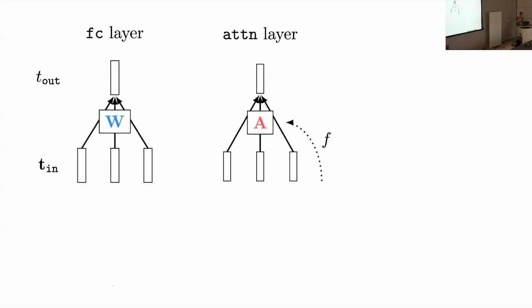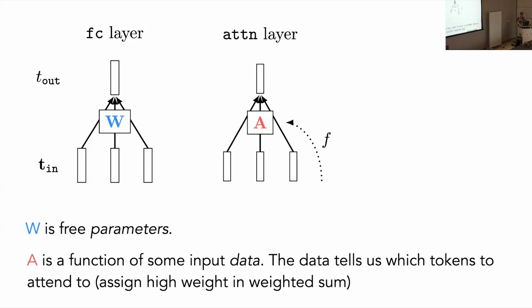If you have a fully connected layer versus an attention layer, all of W are what we call free parameters, right? So you're learning all those parameters independently. Whereas with attention, that function is going to be a function of the input data. So the data itself, like the input image that you use, tells us something about which tokens are most important. So you assign high weight in your weighted sum. Here you're taking a weighted sum, but you learn that weighted sum over all the data. Here you're taking a weighted sum, but that input data actually conditions the weighted sum. So you're taking a weighted sum that is most valuable for a given input.